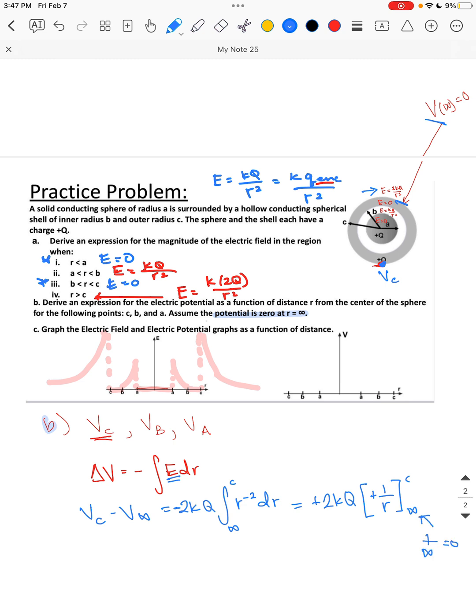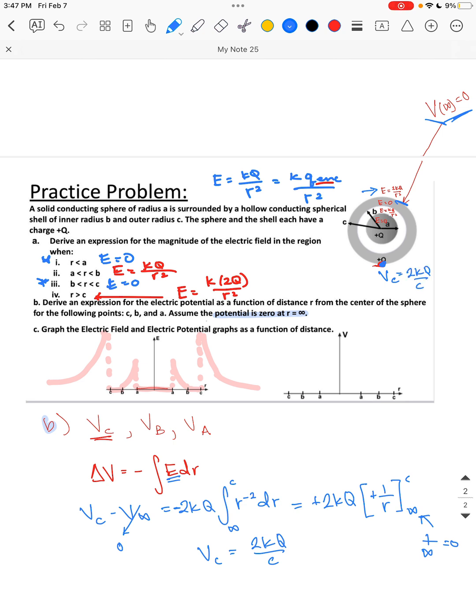1 over infinity is equal to 0. So my potential at C, because this is also equal to 0, I established that up at the top here, is equal to 2kq over C. So that is my potential at this position.